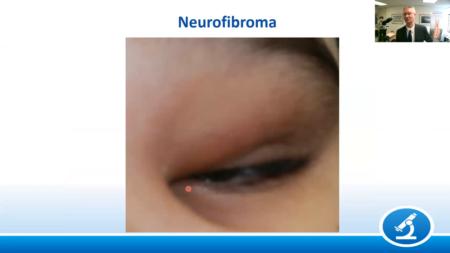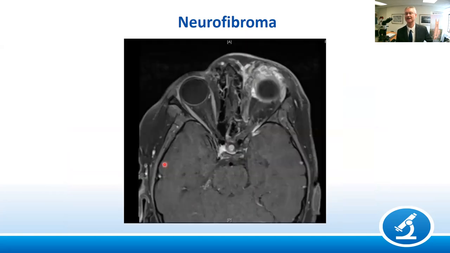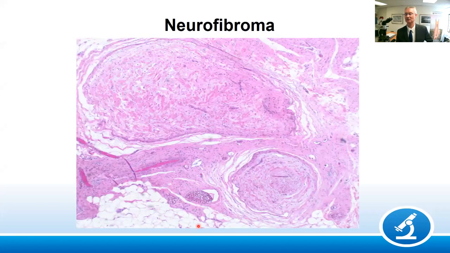Neurofibromas also frequently will occur within the eyelids and give this diffuse plexiform thickening within the eyelids. Here's a pretty severe case showing the signal change all throughout the left upper eyelid. And of course, this group is well familiar with the plexiform neurofibroma.